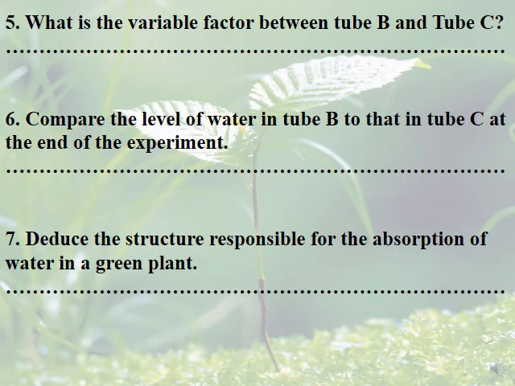Moving to parts 5, 6, and 7. What is the variable factor between tubes B and C? You have to compare the level of water in tube B to that in tube C. At the end of the experiment, deduce the structure responsible for the absorption of water in green plants.